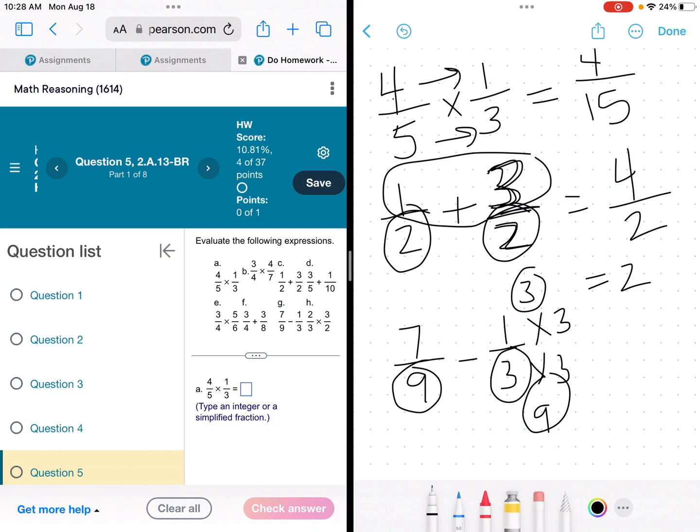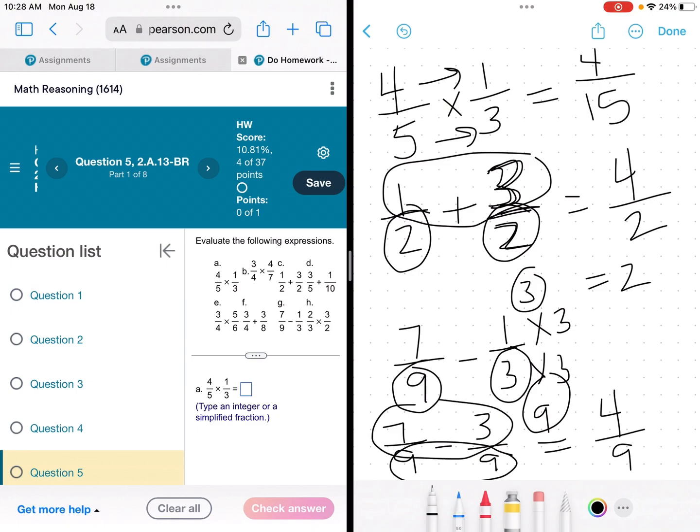So we're looking at this: 7 over 9 minus 3 over 9. Okay, now we have the same denominators. So we'll subtract the numerators, 7 minus 3. And you get the answer. All right.